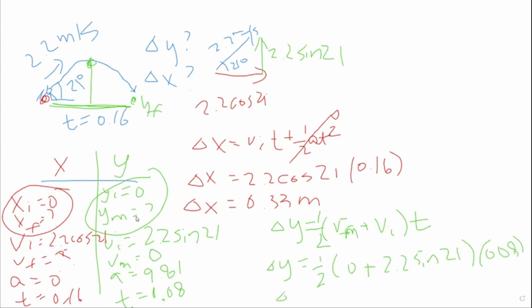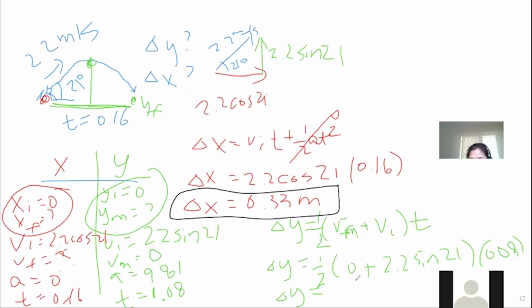Can somebody plug that into their calculator once again? Anybody, please? I got 0.032. Is that the answer? I don't think it is. 0.0 what? 0.032. And is that the answer?